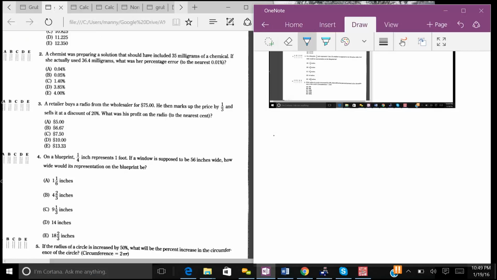0.04, which looks like choice A, but that's not the answer. What is COP? Remember, COP, you're supposed to have that 100% at the back. So you have 1.4 divided by 35, but you multiply that P, the 100%, right? So don't forget that.